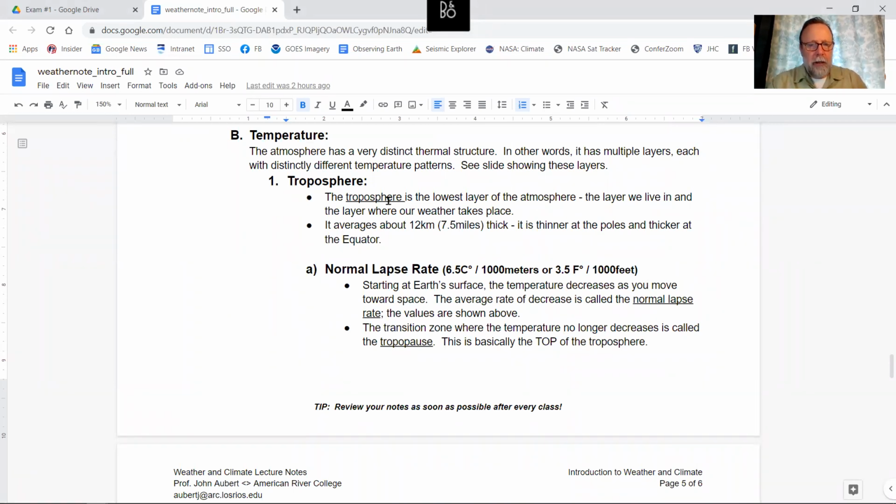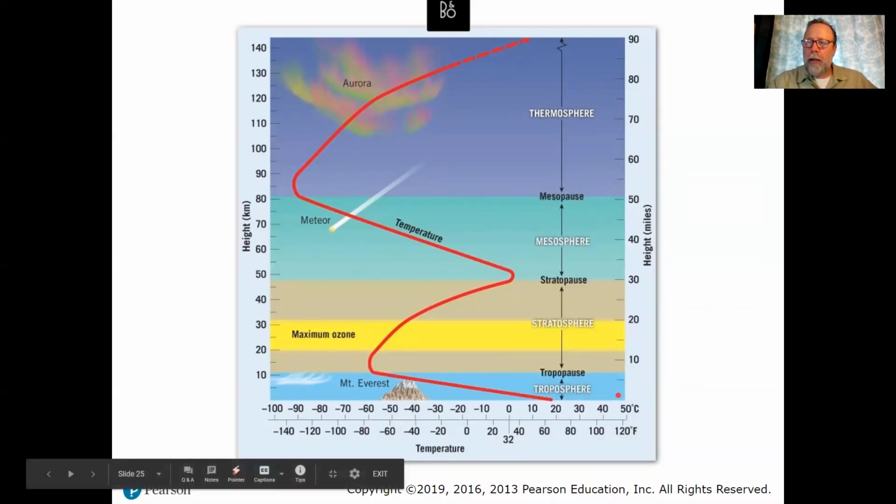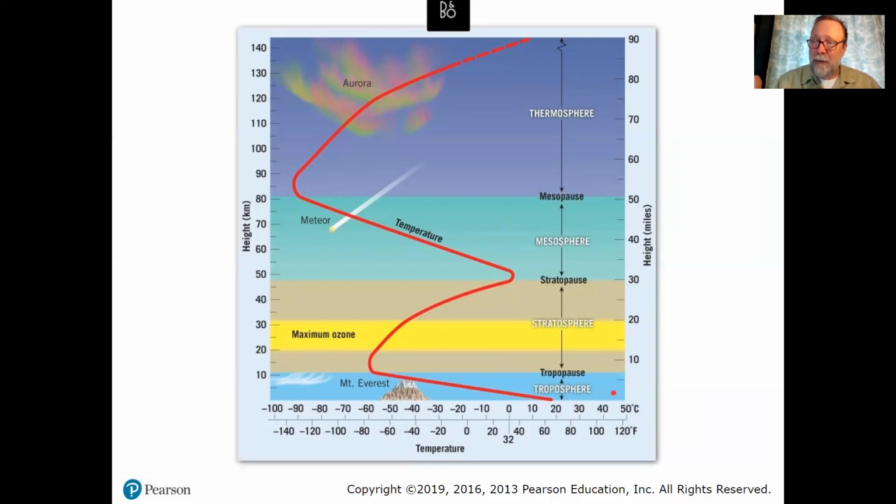So what is it about the troposphere? Why are we so concerned about the troposphere? Well, first of all, it's where we live. It's where humans exist. It is the layer at the surface of Earth, and it goes out to about 8 miles or so. It depends on whether you're toward the North Pole or the South Pole or closer to the equator. My notes give you some much more specific numbers.